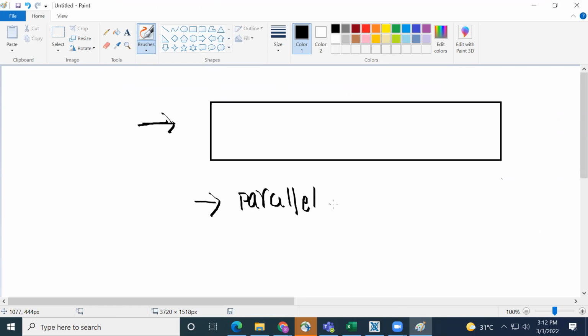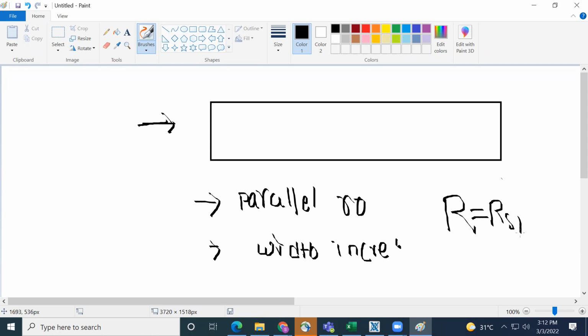If anybody has a doubt, you can ask. So the first is parallel routing, the second point is width: increase the width. The sheet resistance formula I already told is L by W. If you increase the width, resistance will be less, so more current, meaning more charges, you can pass. That's why EM will not occur. And the third condition is as per the current density.